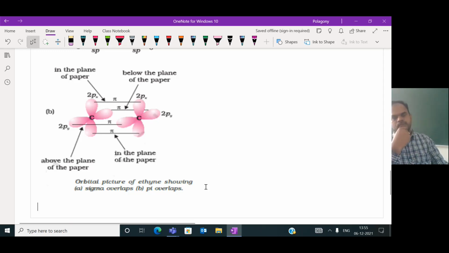If you want to know about the chemical and physical properties, then the next class will talk about the physical and chemical properties of alkynes.